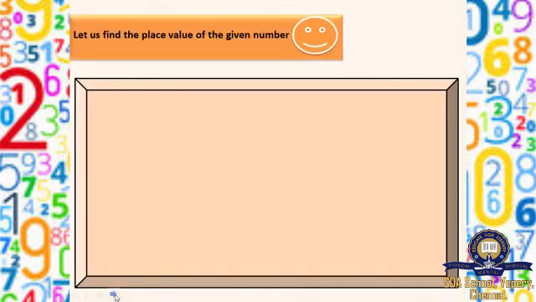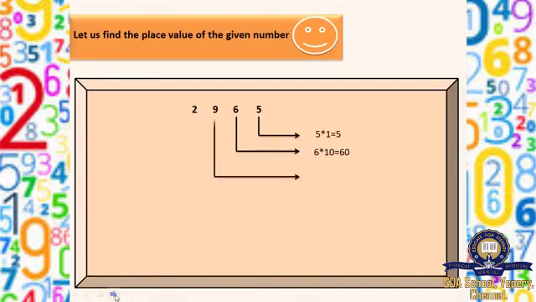Let us find the place value of the given number 2965. 5 occupies the ones place, so 5 into 1 is equal to 5. 6 occupies the tens place, so 6 into 10 is equal to 60. 9 occupies the hundreds place, so 9 into 100 is equal to 900. 2 occupies the thousands place, so 2 into 1000 is equal to 2000.